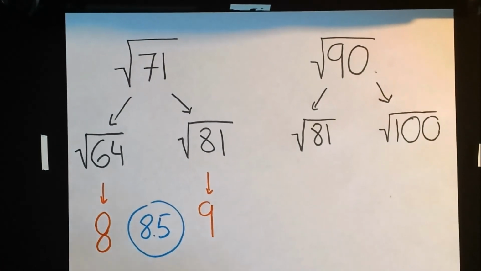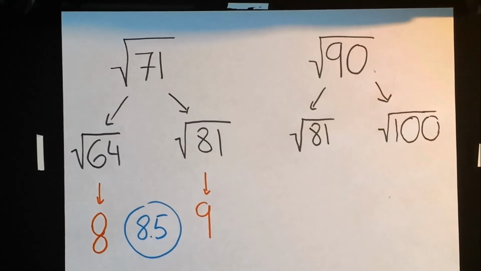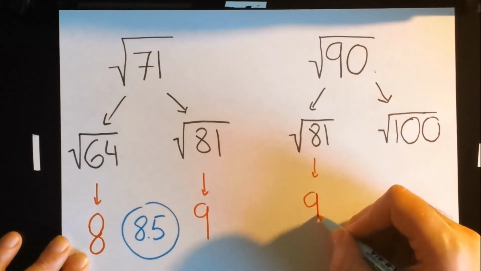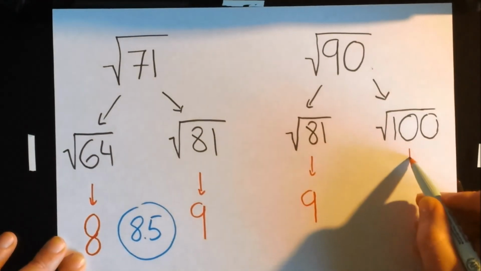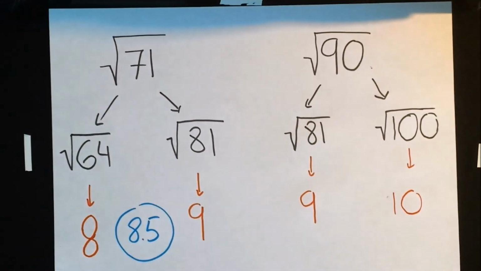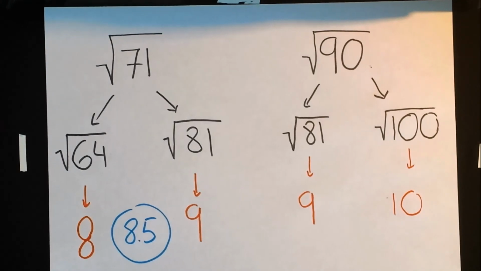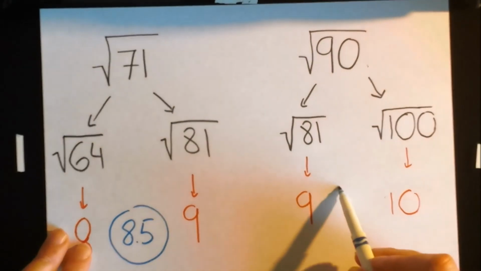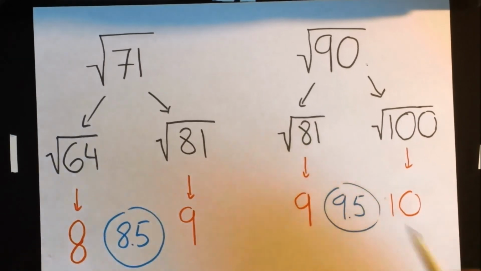All right, if I were to simplify the radical to the second power of 81, what would I get? You don't have to look very far, I already did it here. A 9. What about the 100? What times what gives me 100? That's identical. 10, of course. And since my 90 is right in between the 81 and the 100, my answer is going to be right in between 9 and 10. And what's right in between 9 and 10? 9.5. Simple as that.